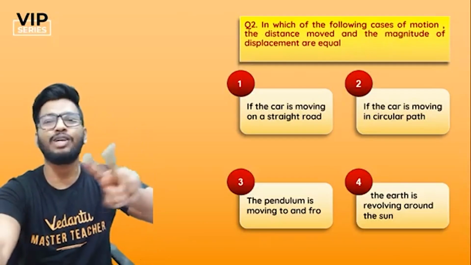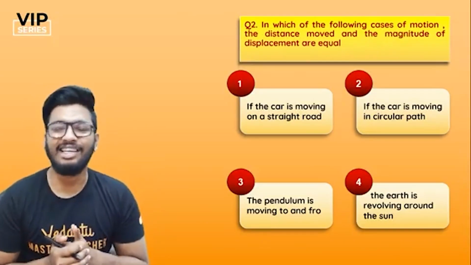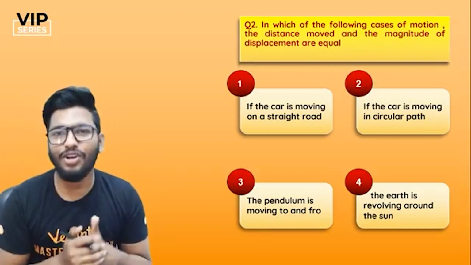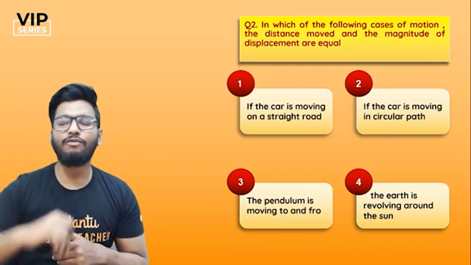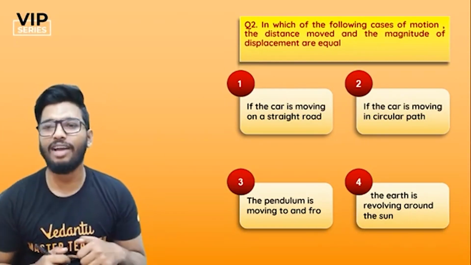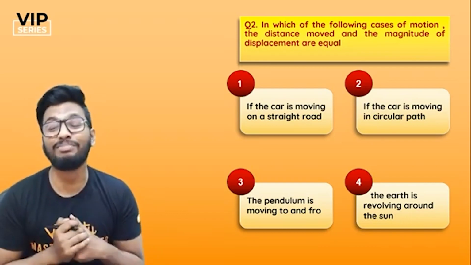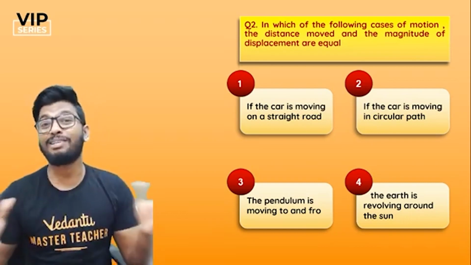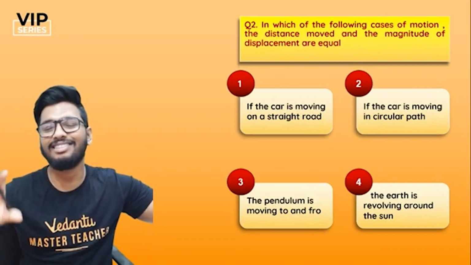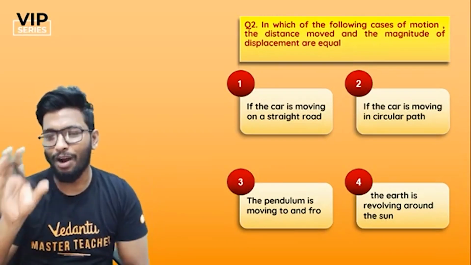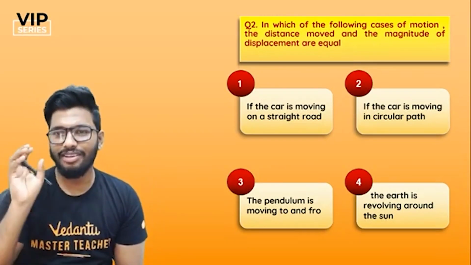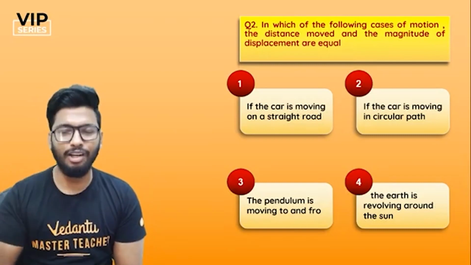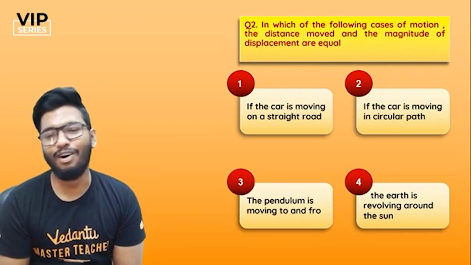Moving on to the second question, which is again another easy question. The question is on your screens right now. In which of the following cases of motion are the distance moved and the magnitude of displacement equal? When is the magnitude of distance and magnitude of displacement equal? Options: if the car is moving in a straight road, if the car is moving in a circular path, the pendulum in a to and fro motion, the earth is revolving around the sun.